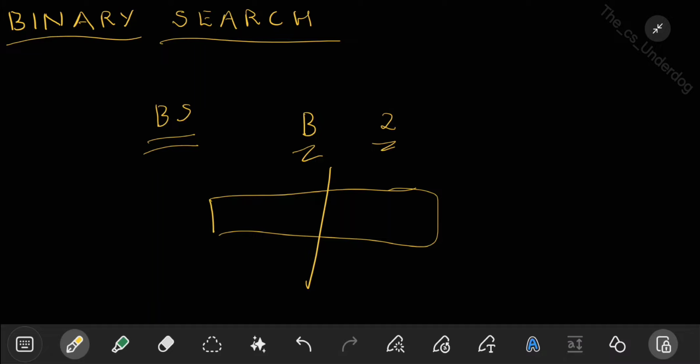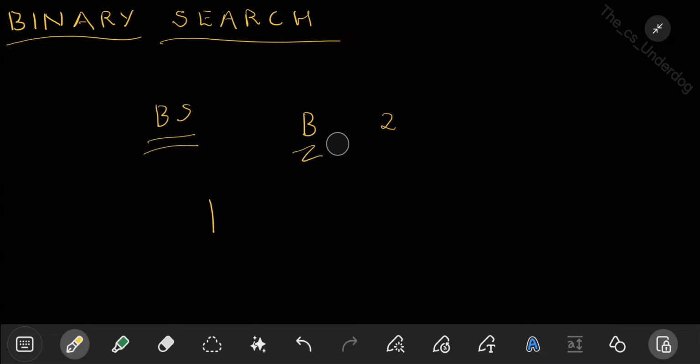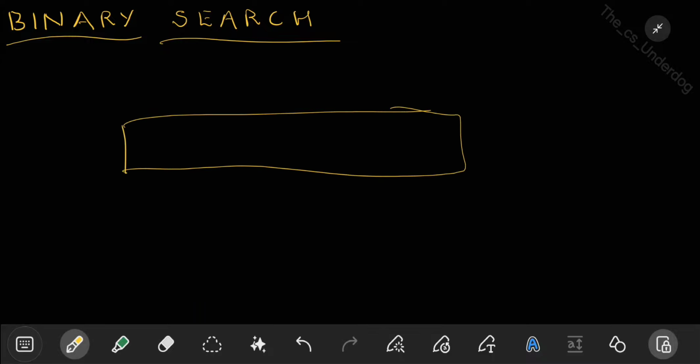Now, how exactly does it divide the array into two parts and how does it proceed with searching the element? That is what we are going to discuss in this particular lecture. So how does binary search work? It repeatedly divides the search space into two halves. So two halves will be almost equal halves.